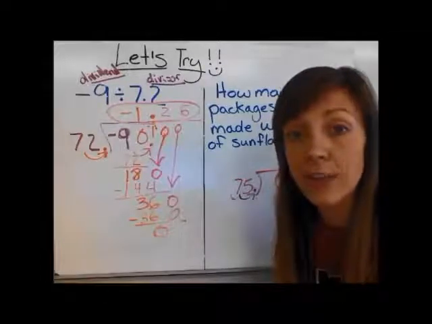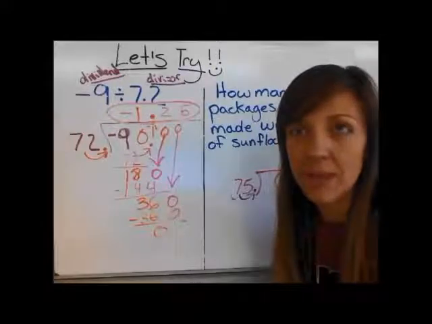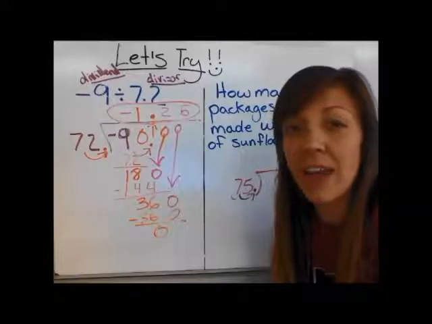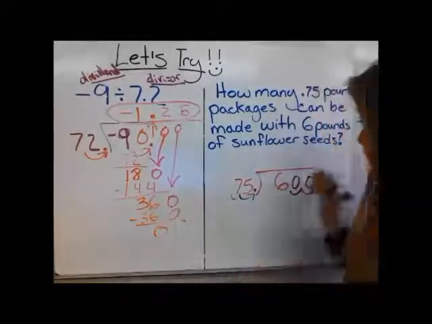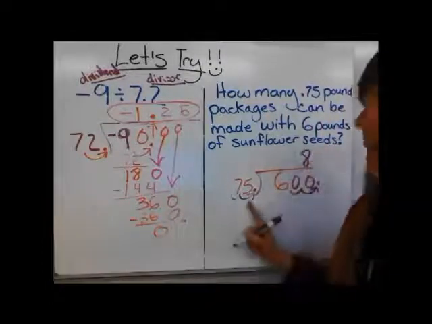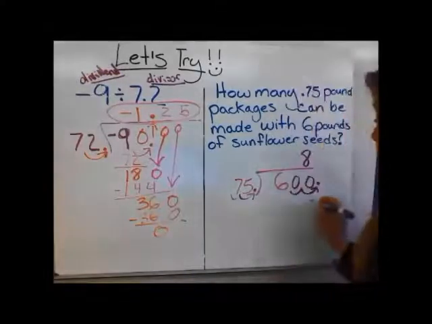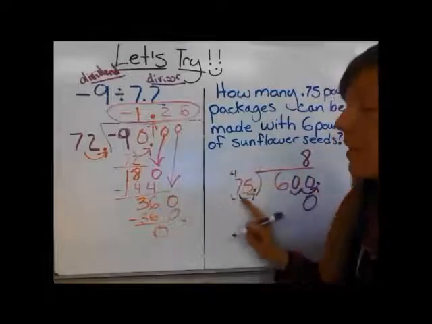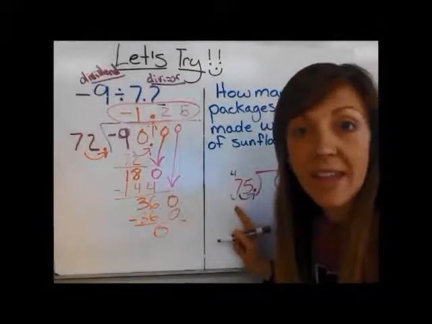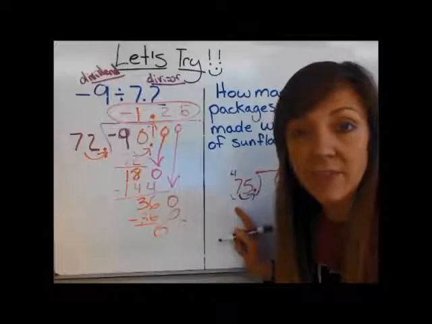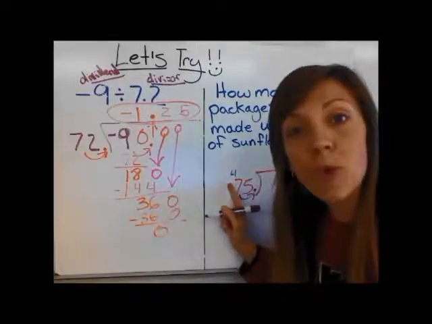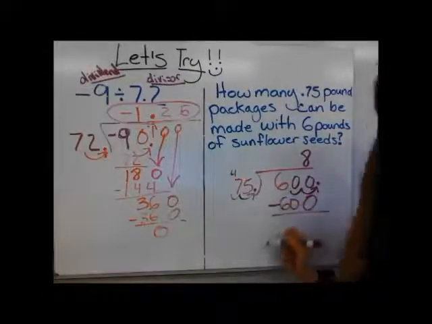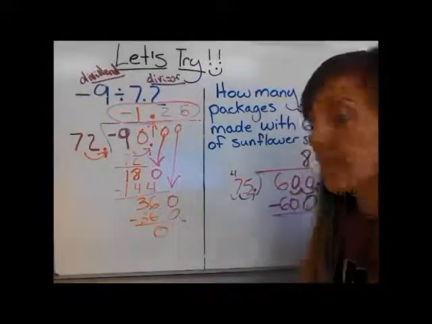75 goes into 600. I know at least 6 times. I know 25 is left over each time, so I'm going to say about 8 times. 8 times 5 is 40. 8 times 7 is 56. Plus 4 more is 60. And I get 600 exactly. I subtract and have nothing left.